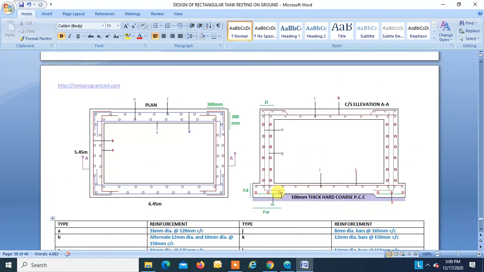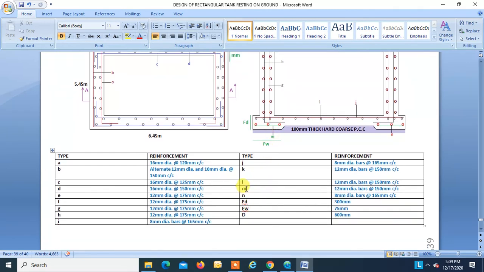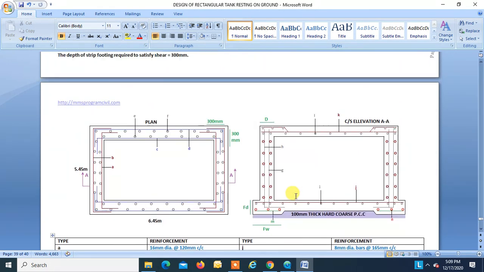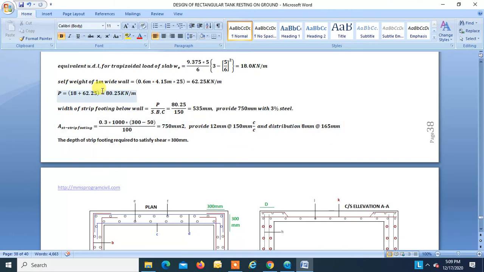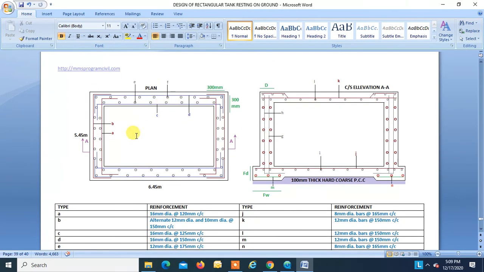This is the main steel for the strip footing, and these round dots are the distribution steel for the strip footing. We can see over here that I have provided 12 mm dia about 150 mm center to center as main steel, and for the distribution steel I have provided 8 mm about 165 mm center to center. So this is how we do the design of rectangular tanks resting on ground using the approximate method.